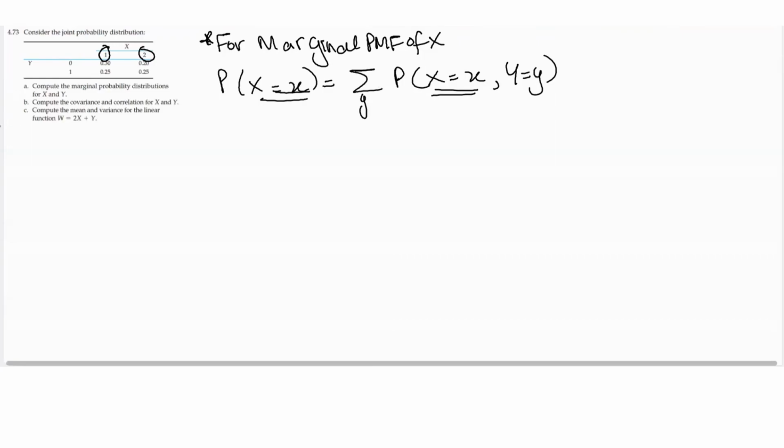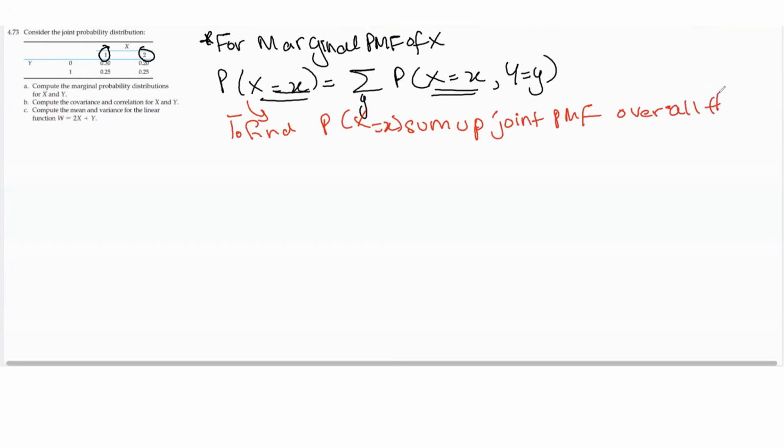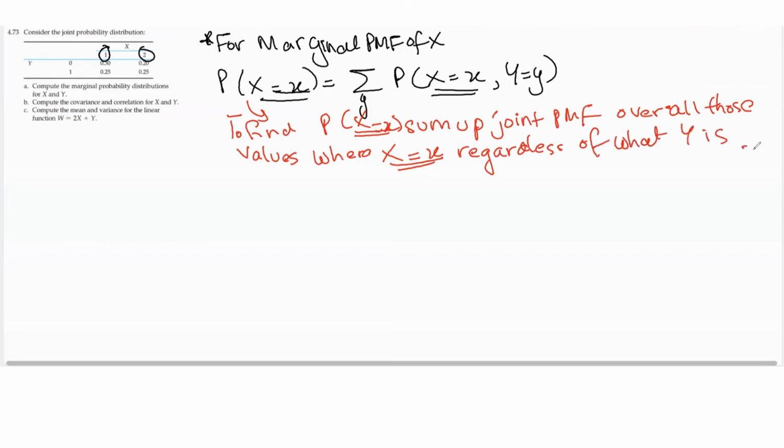Right, so what we're saying over here is to find the probability x is equal to x, sum up the joint PMF over all those values where x is equal to x regardless of what y is. We're not putting any condition on y. Regardless of what y is. So this is the idea.